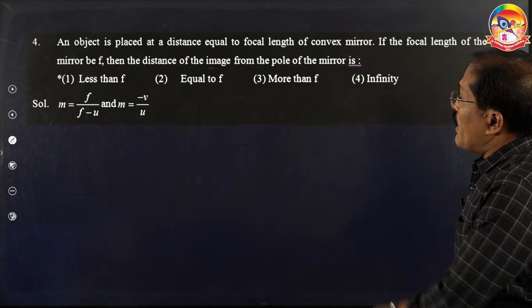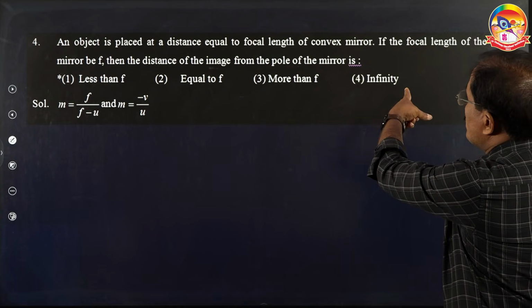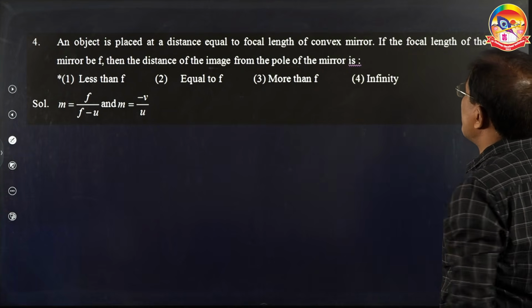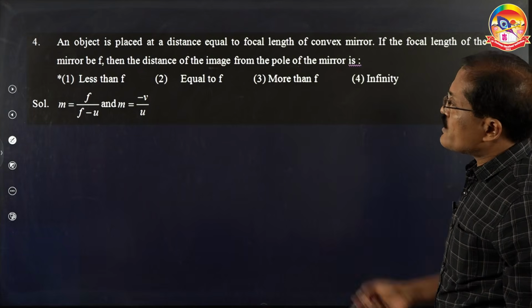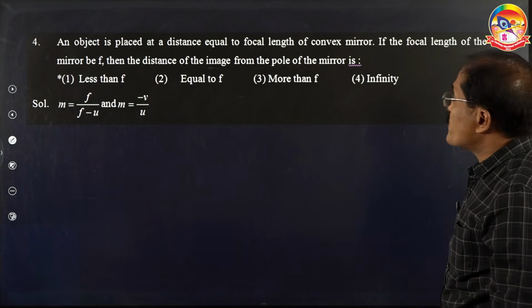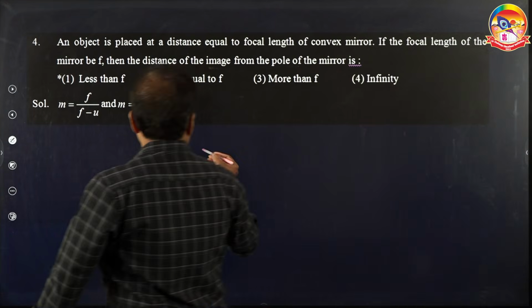Next, an object is placed at a distance equal to the focal length of a convex mirror. The focal length of the mirror is F, which is given. What is the distance of the image from the pole of the mirror, right? So let us take that here.